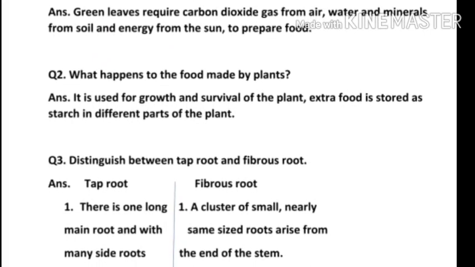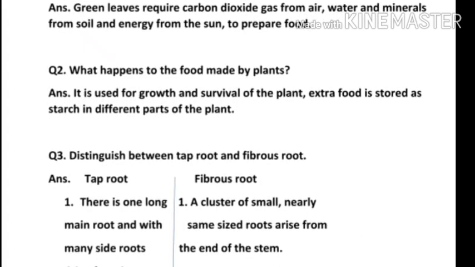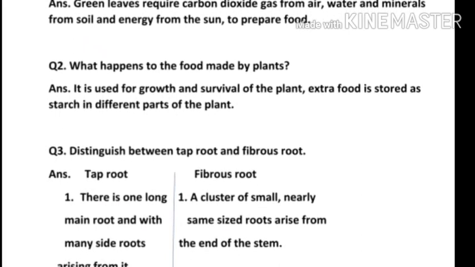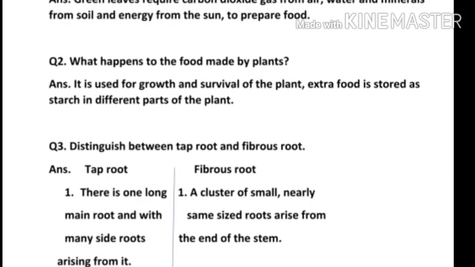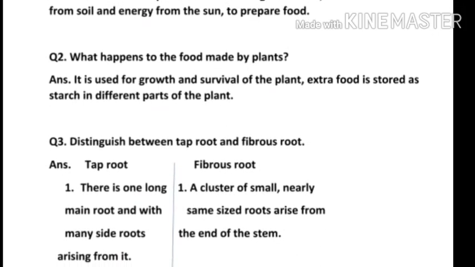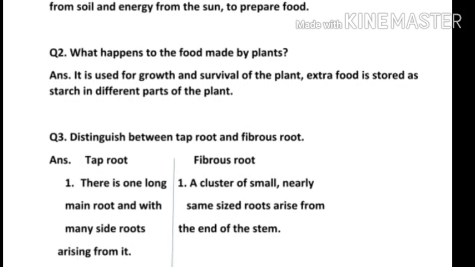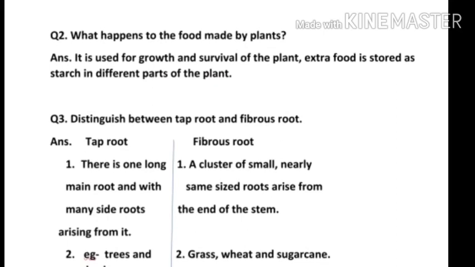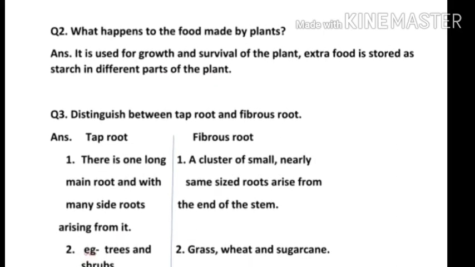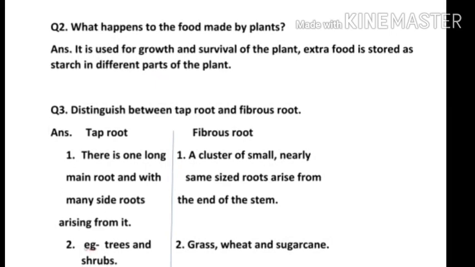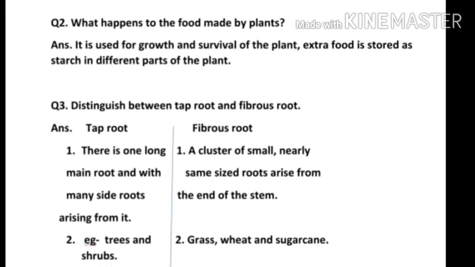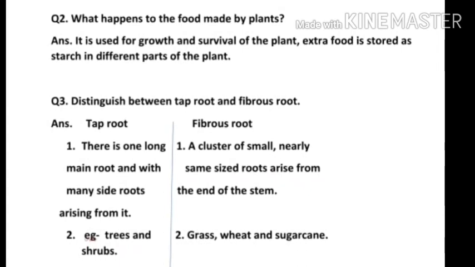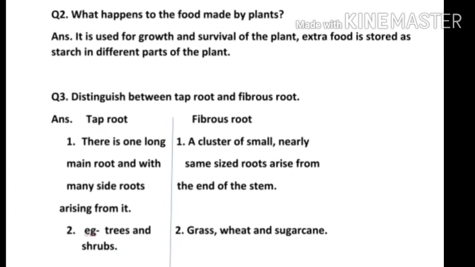Now see the third question. Distinguish between taproot and fibrous root. Taproot: there is one long main root with many side roots arising from it. Examples: trees and shrubs. Fibrous root: a cluster of small, nearly same-sized roots arise from the end of the stem. Examples are grass, wheat, and sugar cane.